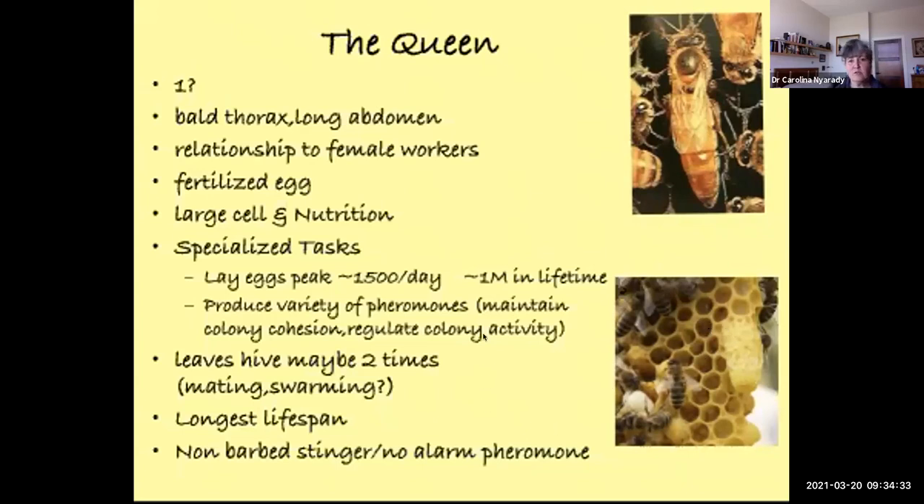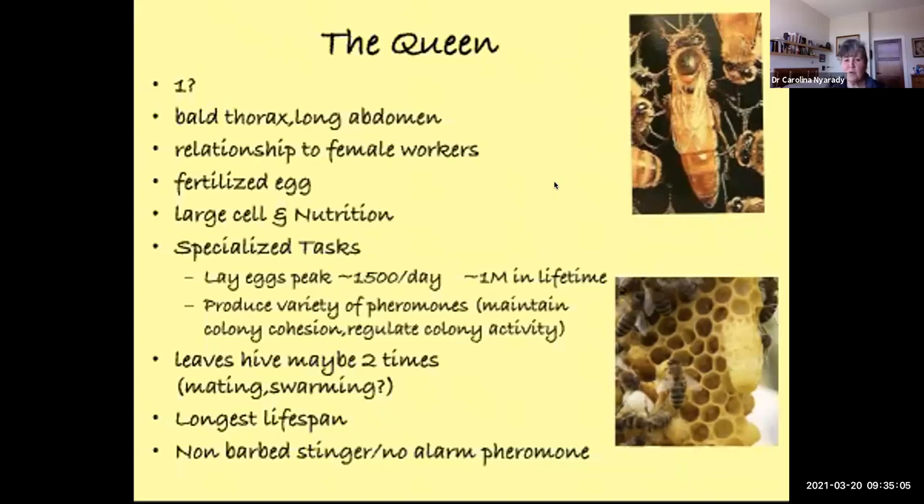Her tasks, of course, are specialized given that she is the queen of her hive. And what that really means is that she's an egg laying machine. And that is what she is created to do. At the peak, she might lay about 1500 eggs per day. And hopefully a good queen in her lifetime might make it to laying about 1 million eggs. And so that really is all that she is geared towards doing, is just laying eggs.